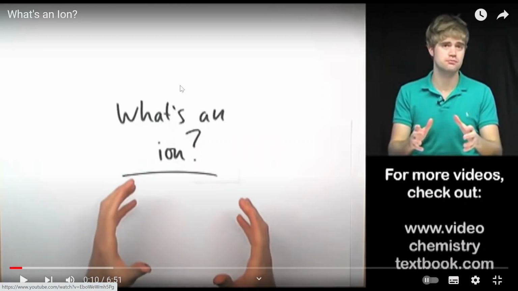What's an ion? It's an atom or a group of atoms with an electrical charge. And in fact, on page 85, we can write that down. An ion. Let's get rid of phenolphthalein because we don't need that.